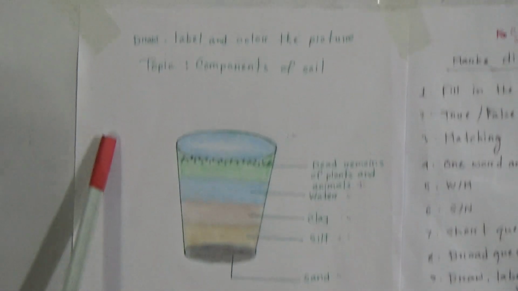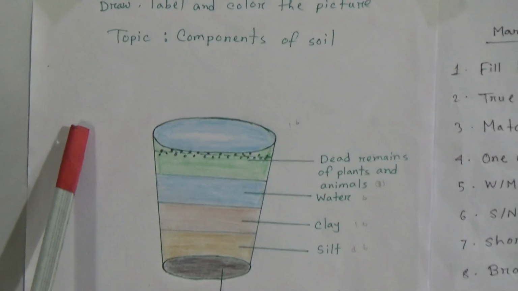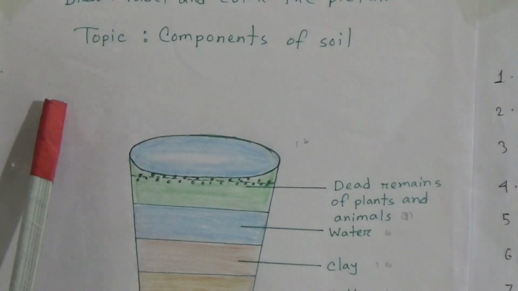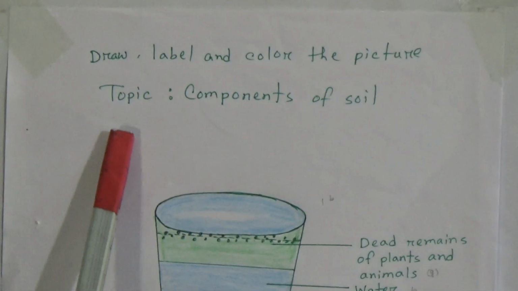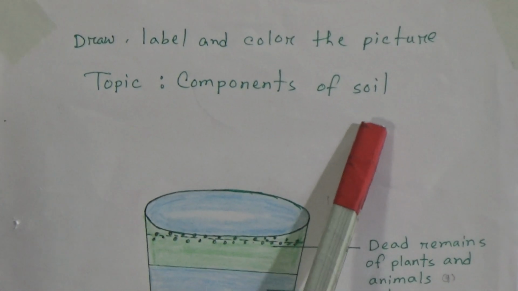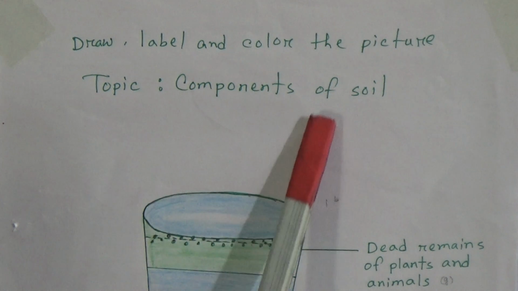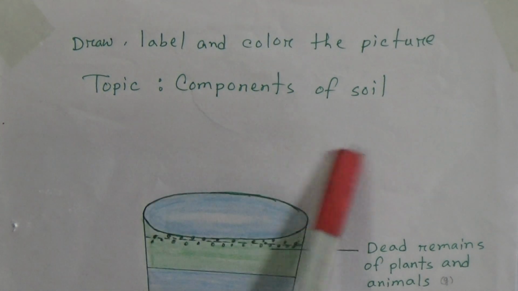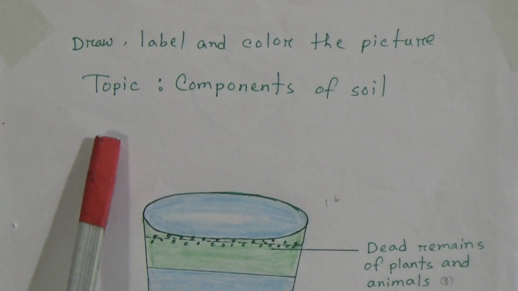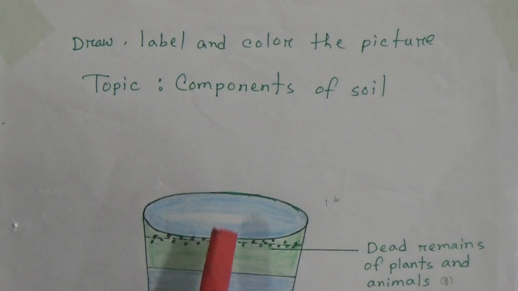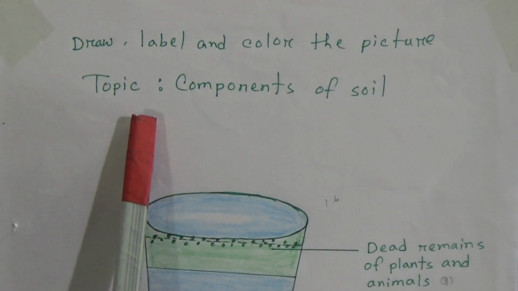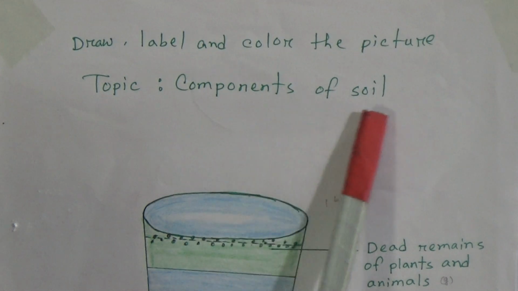Today, this is your revision class, my dear students. Draw, label and color the picture. The topic is components of soil. My dear students, I am repeating, you have to write the topic name properly. Otherwise, a mark will be deducted. So at first write the topic name, components of soil.